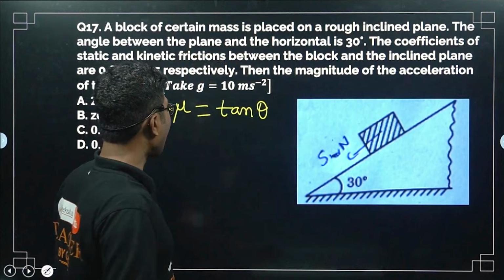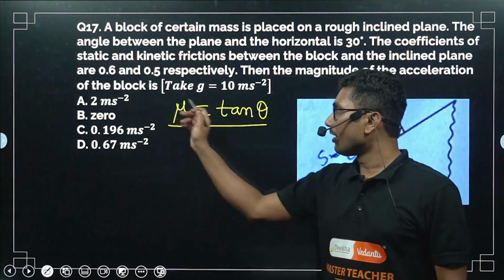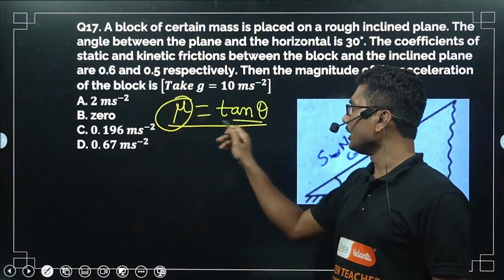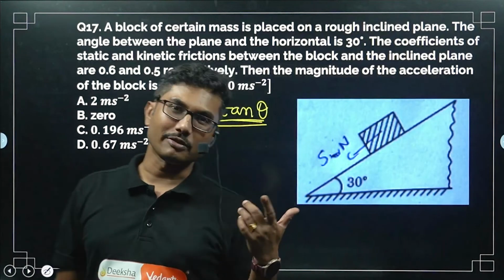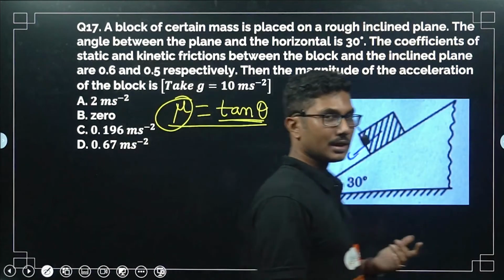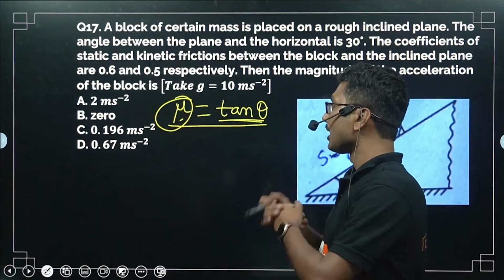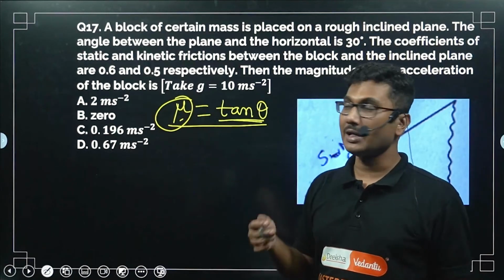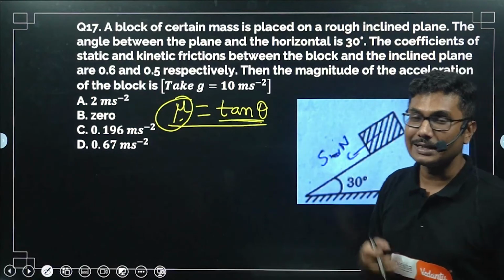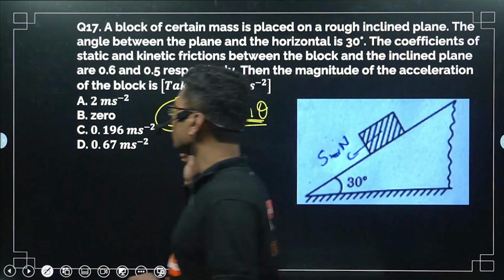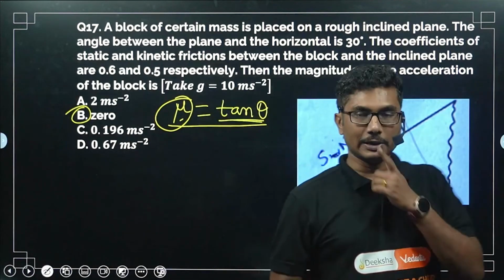That means what they are trying to understand, that you can find this logic, that if the value of mu is actually greater than tan theta, then the object will never move. This is called angle of repose, right? If you remember the concept, angle of repose, if the value of mu is greater than tan theta, then the object will never move. Only if mu is less than tan theta, then only it will move. That is called angle of repose. So here in this case, the object will not move and the answer will be 0. Okay.